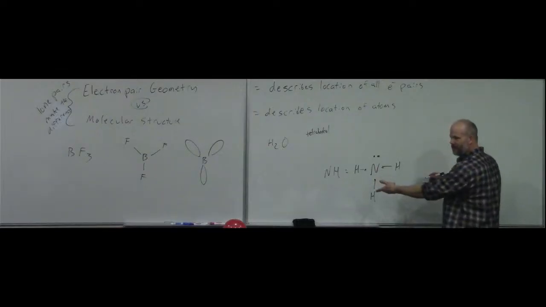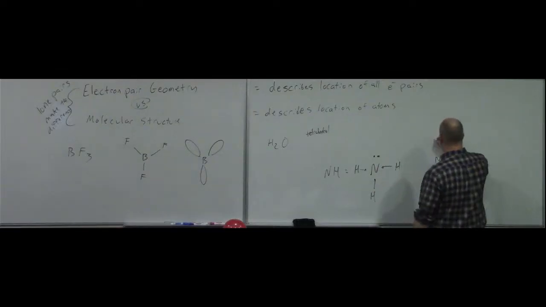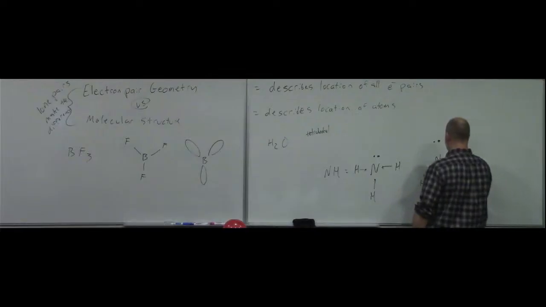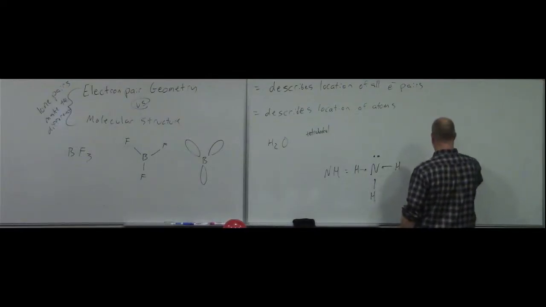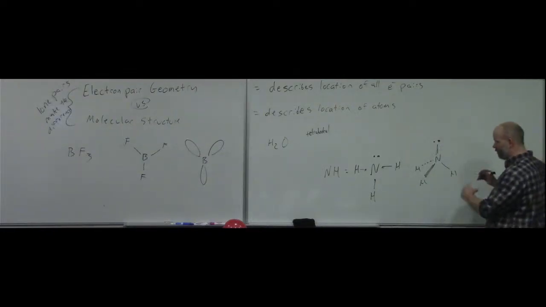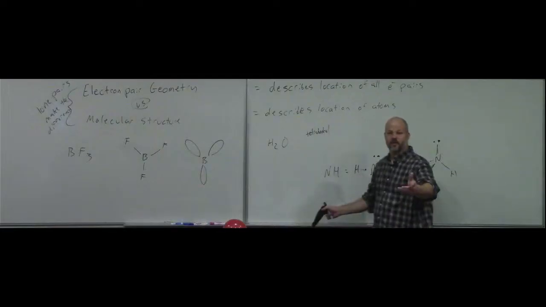Well, that's not hard. It's going to be tetrahedral. I got 4 areas. So I got these 2 electrons, a hydrogen coming to me here, another hydrogen here, and a little hydrogen back, right? That's my electron pair geometry. It's tetrahedral.